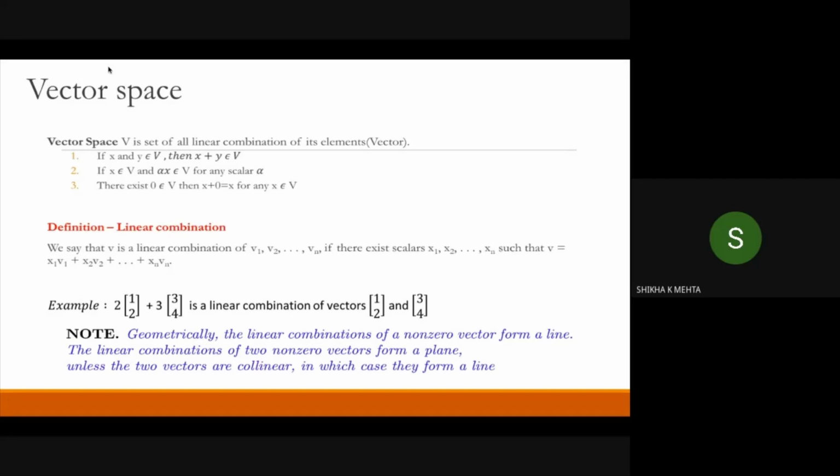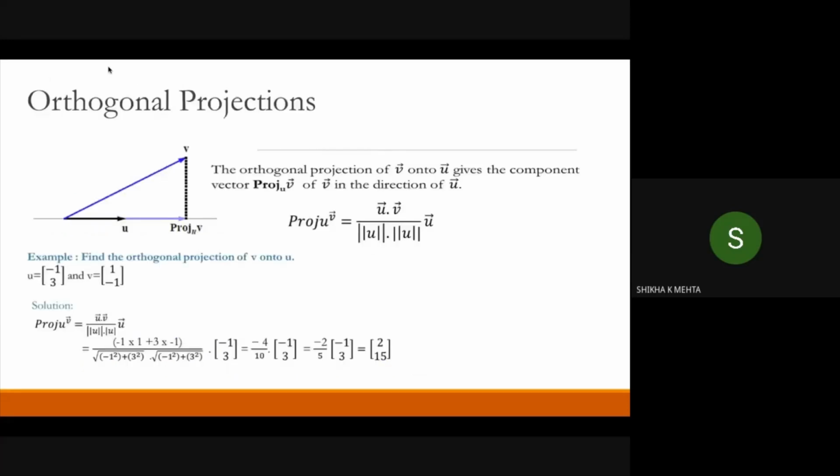And geometrically, the linear combination of a single non-zero vector forms a line. And when we take the linear combination of two non-zero vectors, they will form a plane, unless both of them are collinear to each other. So if they are collinear, definitely it will be a line. But if they are not collinear to each other, then they will form a plane.